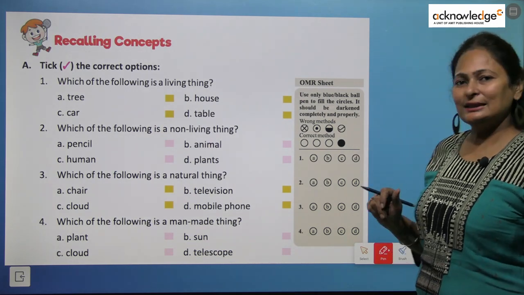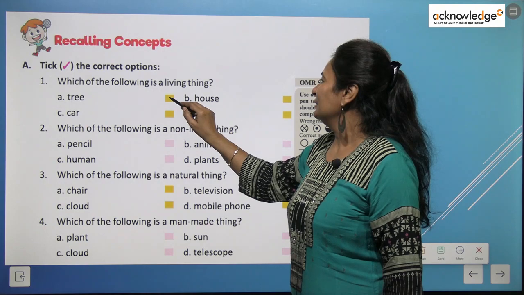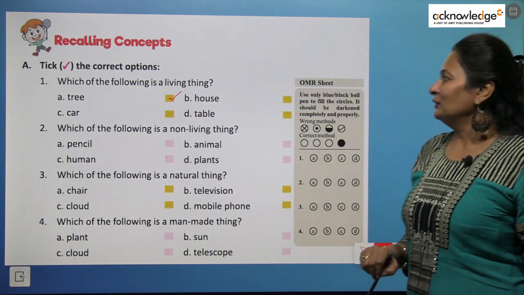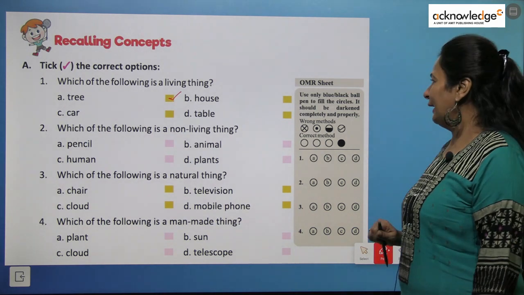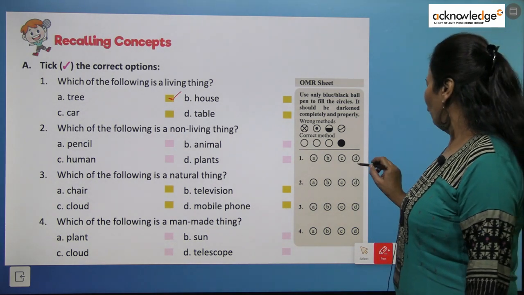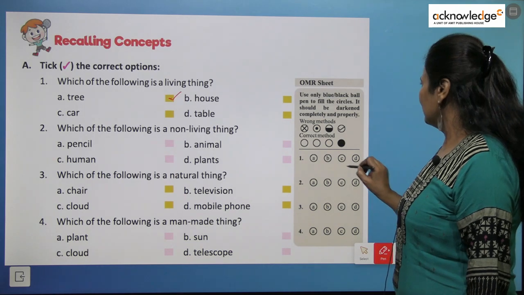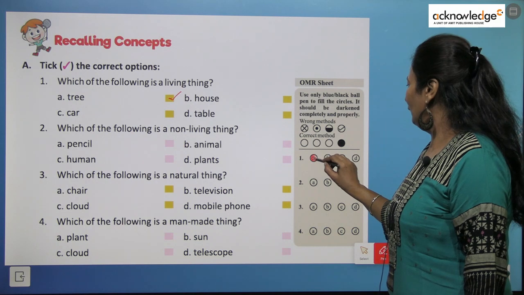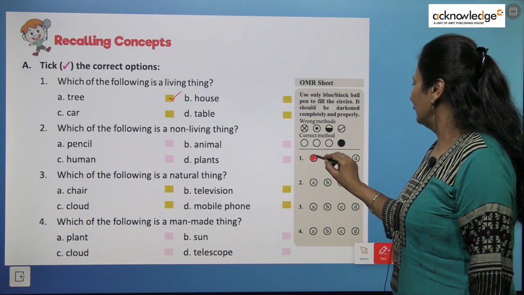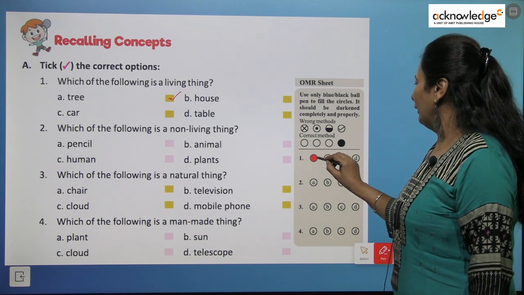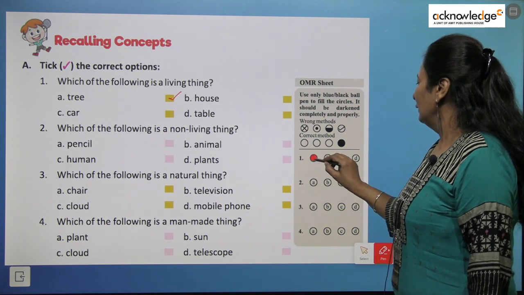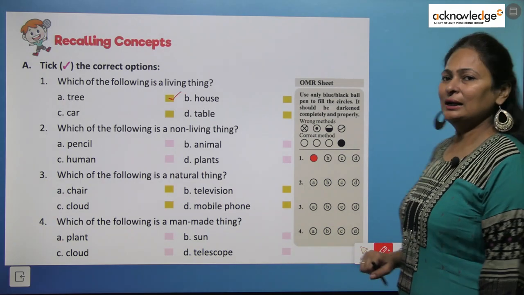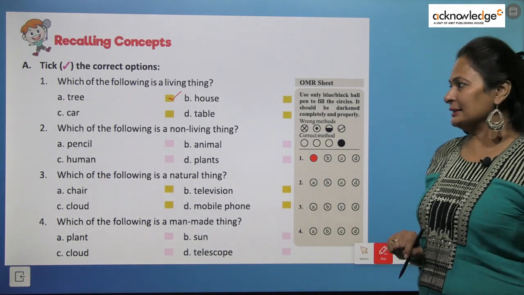Alright. So first is very good. Tree is a living thing, right? Also we need to fill the circle. First is A. So fill the A here. I am doing one for you. The rest of the circles you need to fill on your own according to the answers. We will discuss the answers, kids.